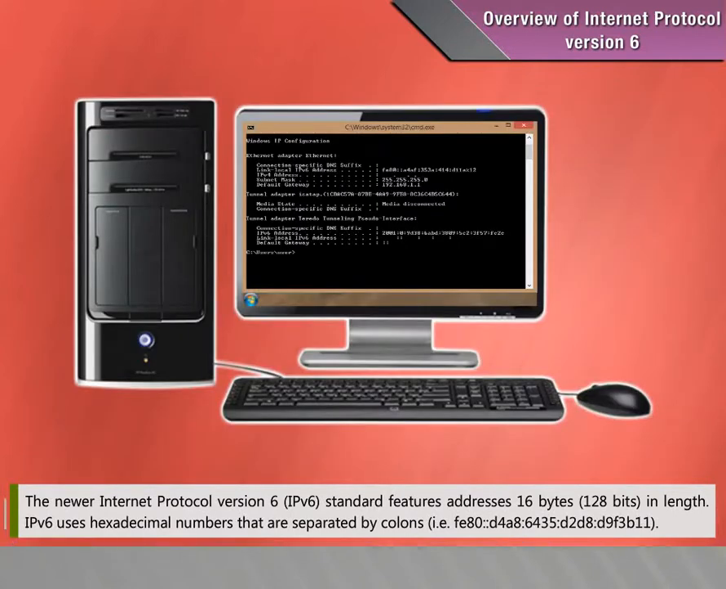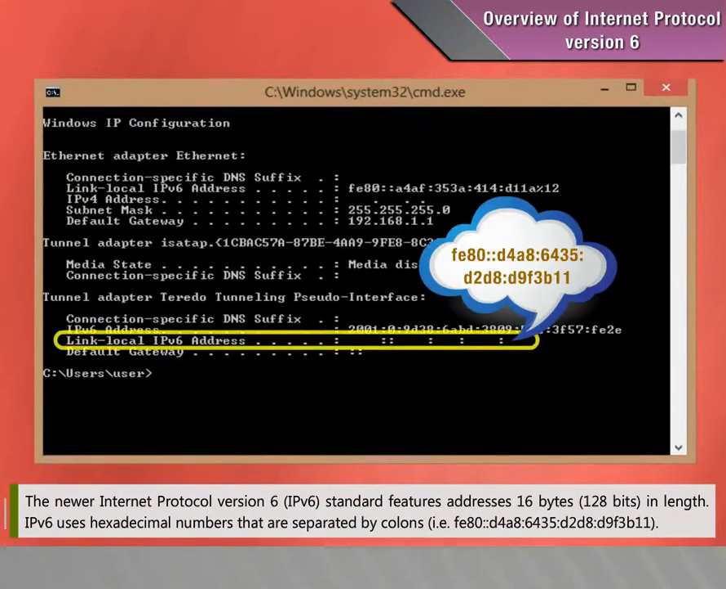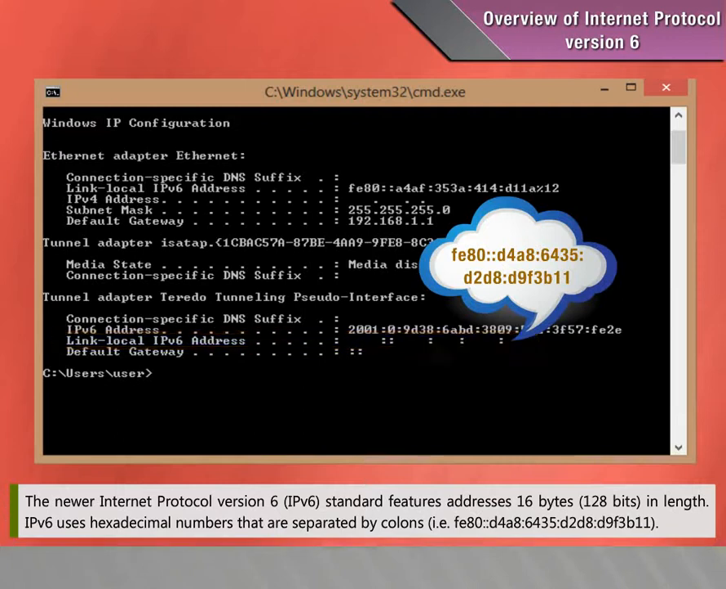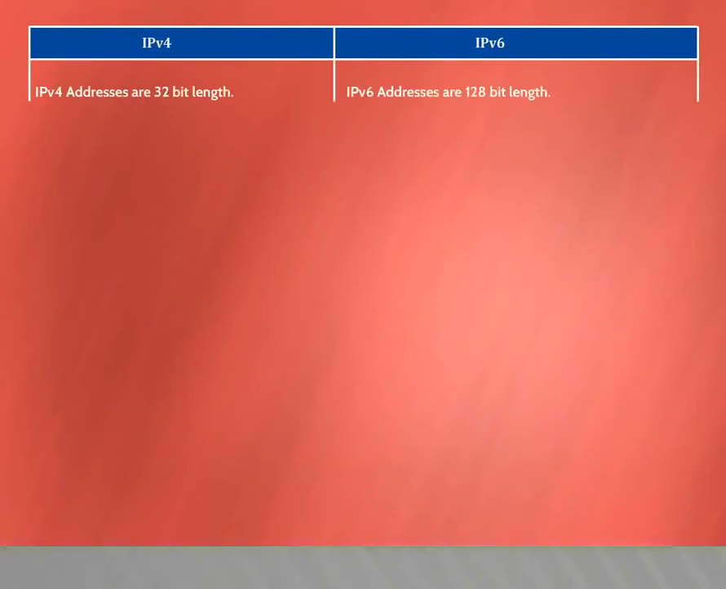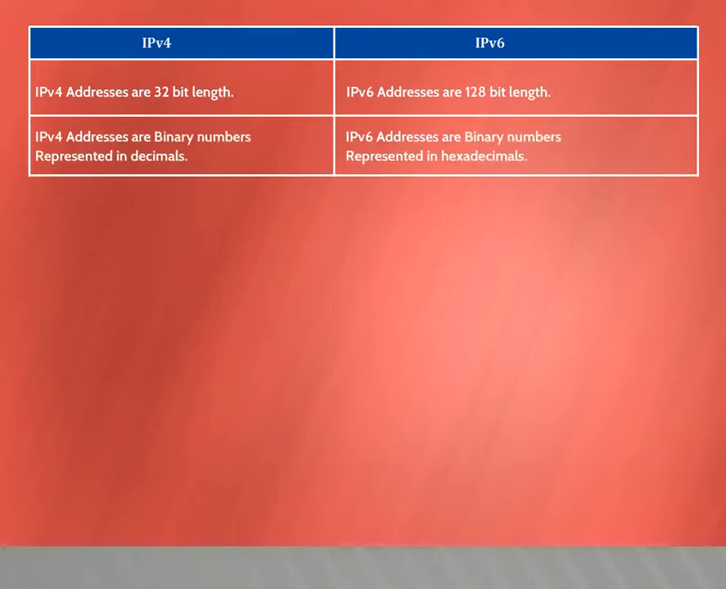IPv6 uses hexadecimal numbers that are separated by colons, for example FE80:D4A8:6435:D2D8:D9F3B11. IPv4 versus IPv6. IPv4 addresses are 32 bits in length. IPv6 addresses are 128 bits in length. IPv4 addresses are binary numbers represented in decimals. IPv6 addresses are binary numbers represented in hexadecimals.